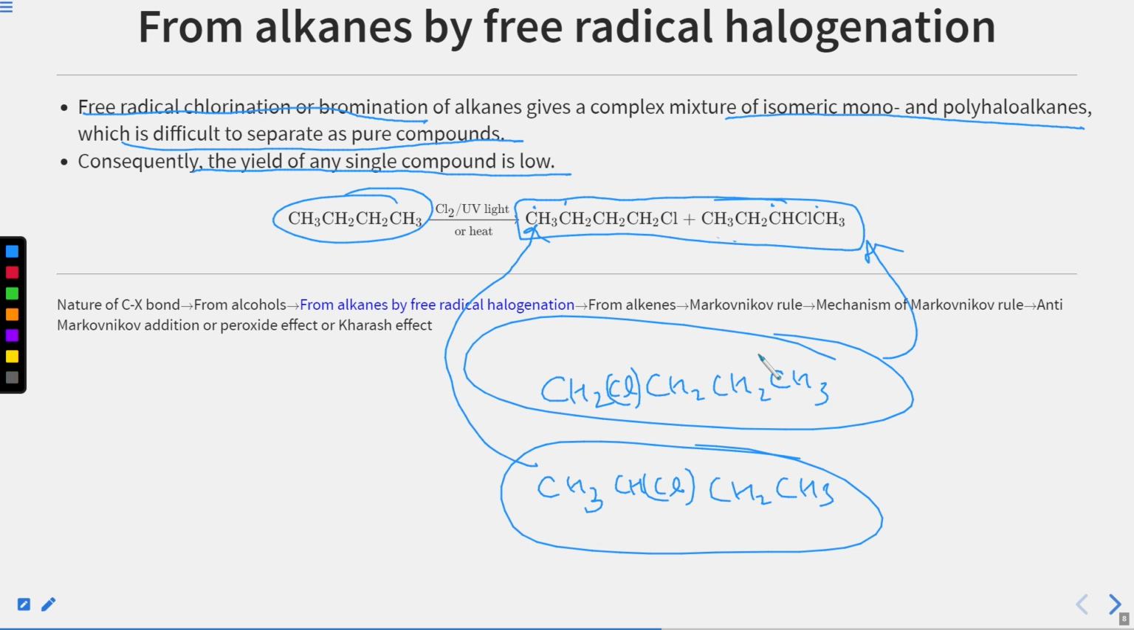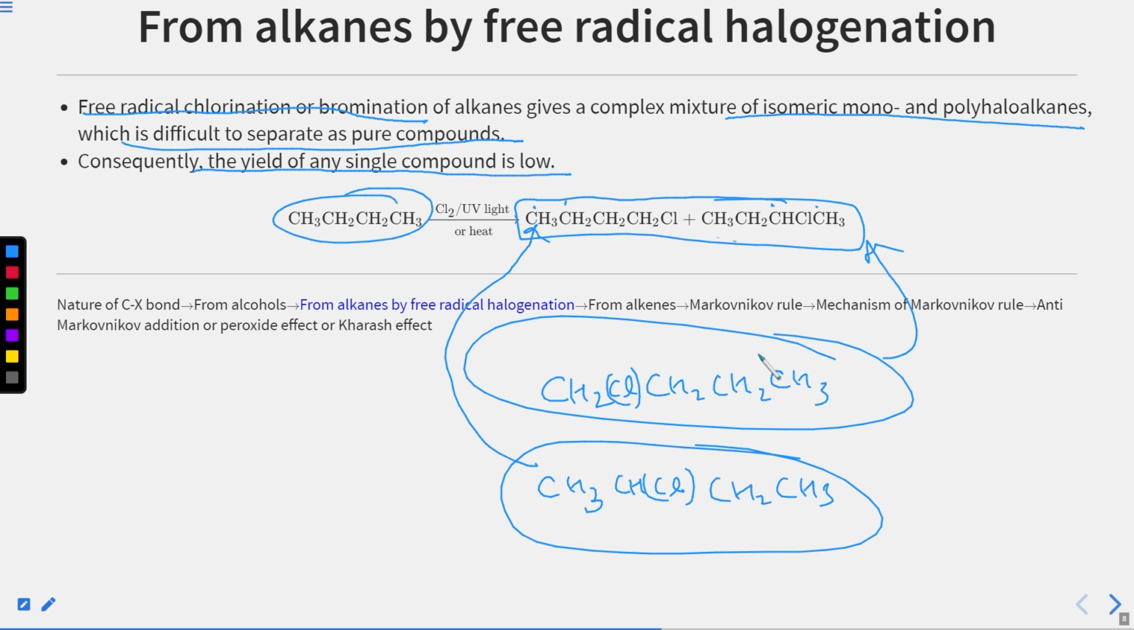For the time being, if we assume that we are able to separate them, the yield will still be low. So this will not be asked as a method to prepare alkyl halide. This would be asked as counting the number of isomers that are possible, or the number of products that would be formed if we are assuming dihalogenation. So this type of question can be asked. Is this clear to you?